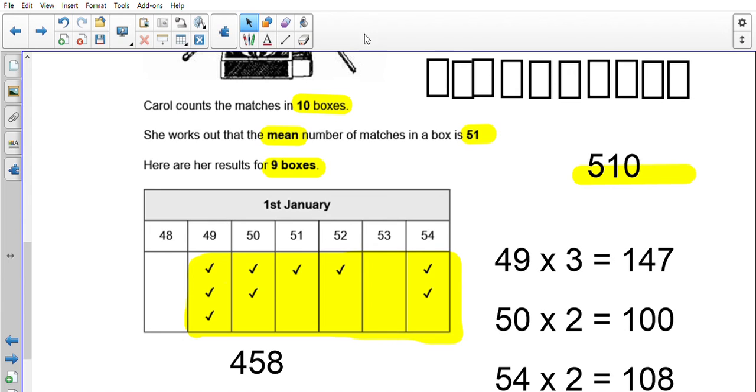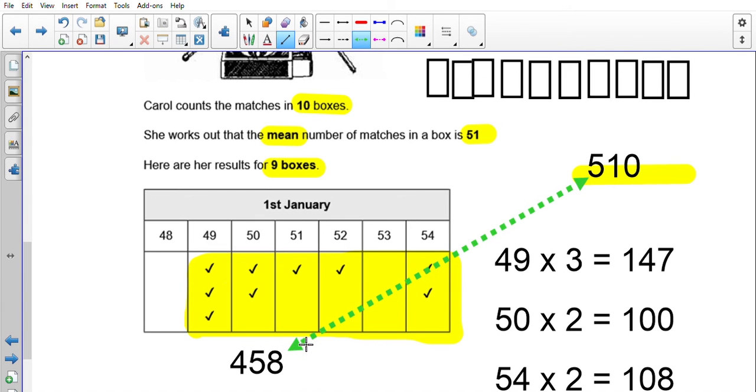Okay, so that means here we have our total 510, and we have how many we have in 9 boxes. So if I want to work out how many must be in the final box, I need to do 510 subtract 458 to find the difference, and the difference is going to be the number that's in the final box, which means that actually the number of matches that are in the final box is 52.